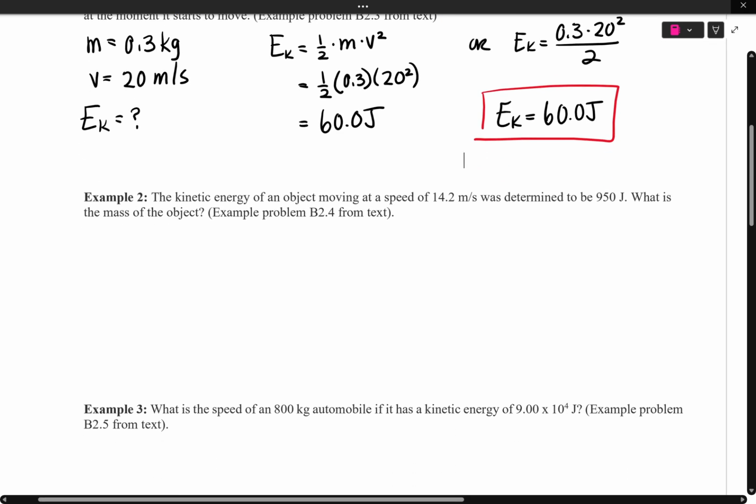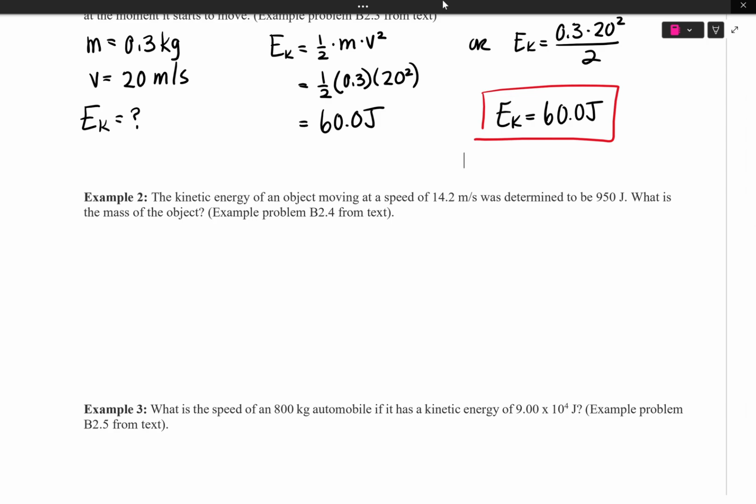Okay, let's try another one. The kinetic energy of an object moving at a speed of 14.2 meters per second was determined to be 950 joules. What is the mass of the object?